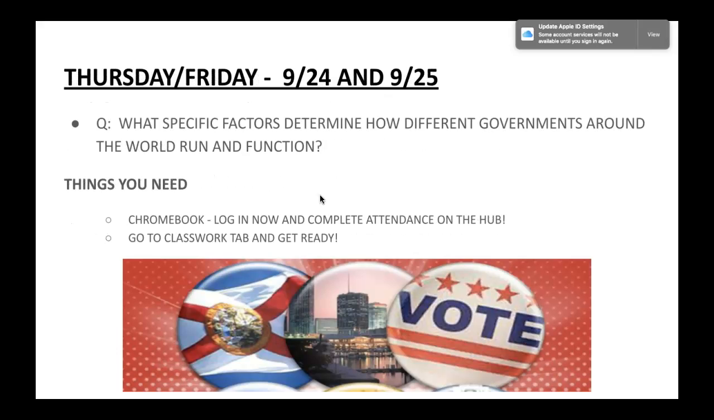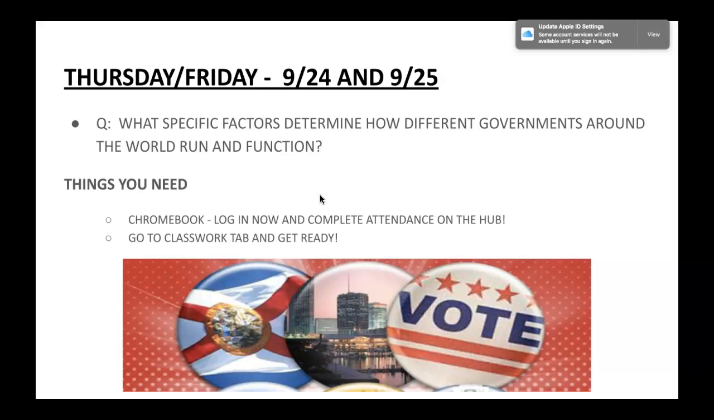Let's move on to the next question for the latter part of the week. What specific factors determine how different governments around the world run and function? So in this lesson, what you guys did is you looked at different types of governments that exist and persist around the world. So what we're going to do right now is just give you a brief list of some of the things that might make certain governments run and function a certain way.